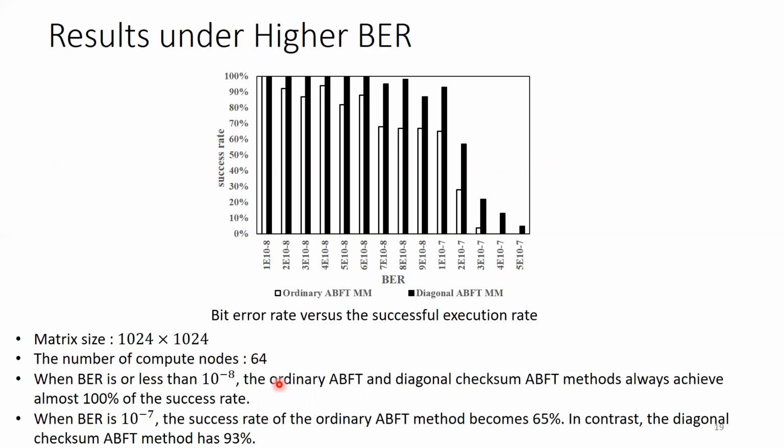When the bit error rate is 10 to the power of -7, the success rate of the ordinary ABFT method becomes 65%. In contrast, the diagonal checksum ABFT method has a 93% success rate. This result shows the diagonal ABFT works better than ordinary ABFT under a bit error rate like 10 to the power of -7.